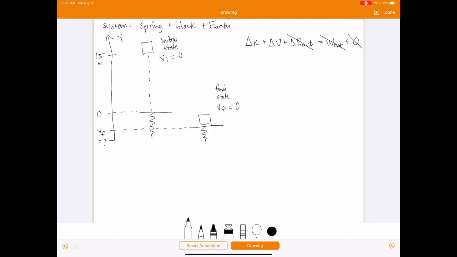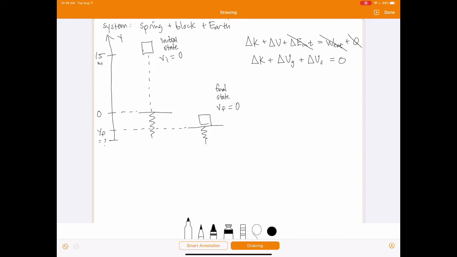But we do have to be a little bit careful about that because there's only one type of kinetic energy. The block is moving around. But there are two types of potential: there's gravitational potential energy, and there's also the spring potential energy. So we have to include both of those, and then we can set the right-hand side equal to 0. Okay, so let's write this all down.